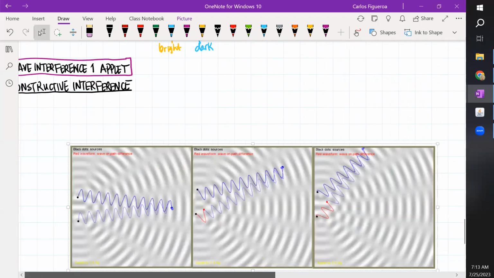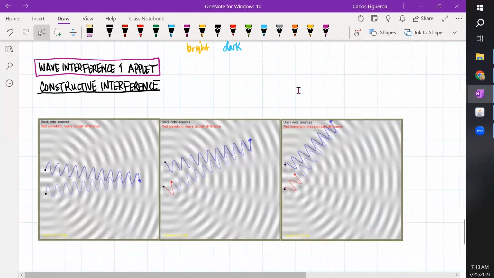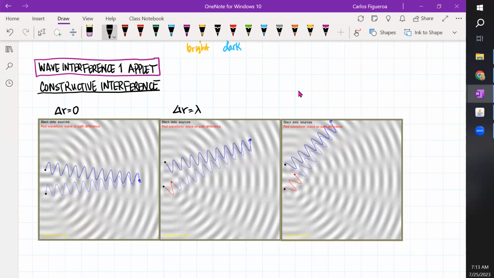So let me move this over here. What you're seeing here is that in this case, the path difference between the waves is 0. The path difference in the second case, where I have a bright fringe, is one wavelength. And note, this is where we're seeing it right here. There's one wavelength right there. And then the path difference here is two waves. Again, we're seeing two waves right there.